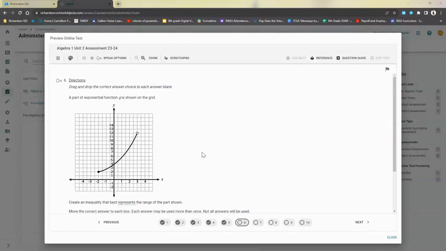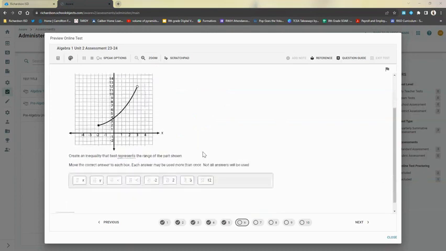Drag and drop the correct answer choices for each blank. So, the right-hand inequality that best represents the range. The range is the y-axis, so we start at 2. All y values are greater than or equal to 2, but less than 12. There's no line because it's an open circle.